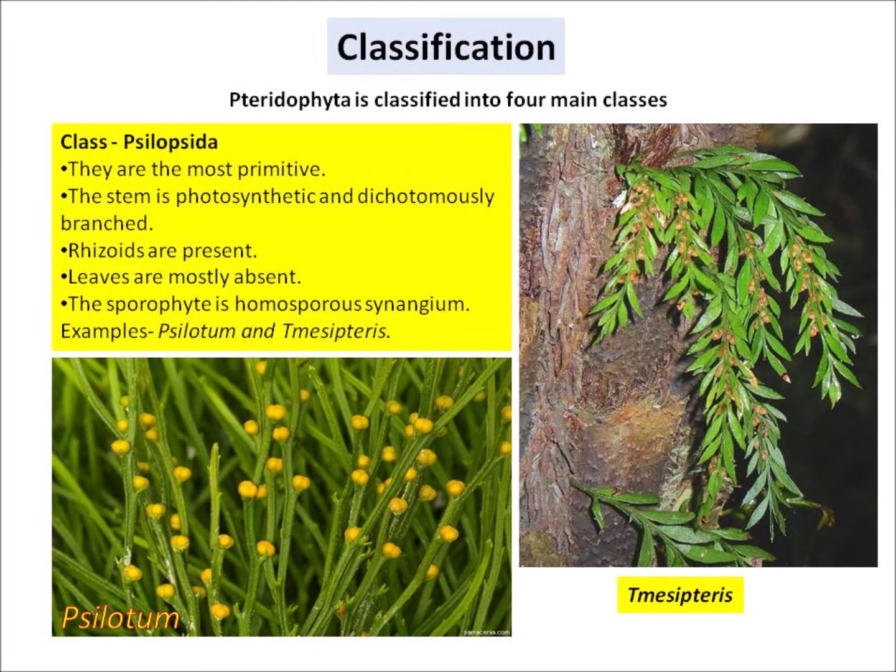The first class is Psilopsida, the most primitive forms. The stem is photosynthetic and dichotomously branched. Rhizoids are present. Leaves are mostly absent. The sporophyte is homosporous with synangium. Examples are Psilotum and Tmesipteris.